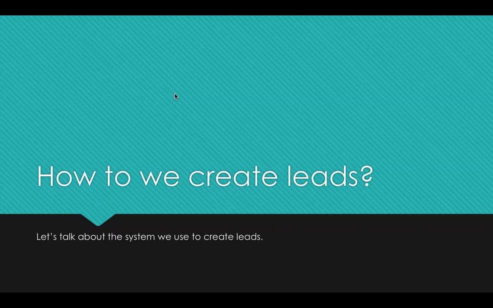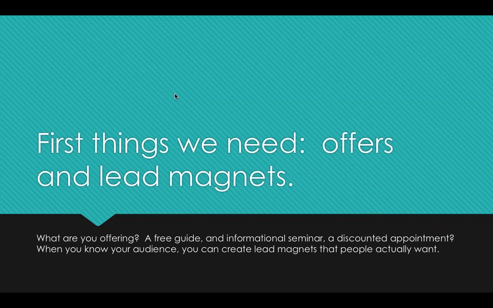So how do we use your website to create leads? So we've set this up. We've talked about direct marketing principles, defining your audience, defining your messaging. So how do we actually create leads? The first thing you need is, once you know who your audience is, offer them something in the form of what I call a lead magnet. A lead magnet can be a free guide, an informational seminar, maybe a discounted exam, but it's something that you're offering people that they can take an action to get.